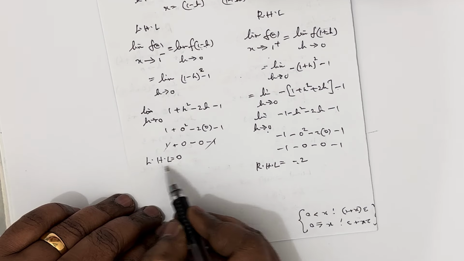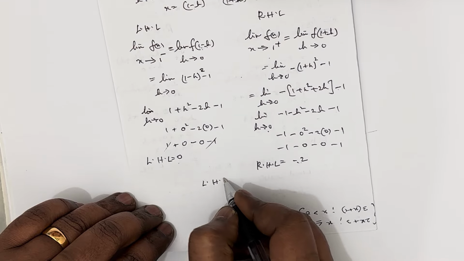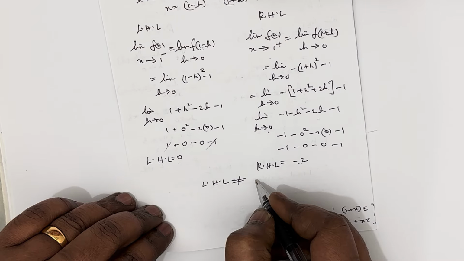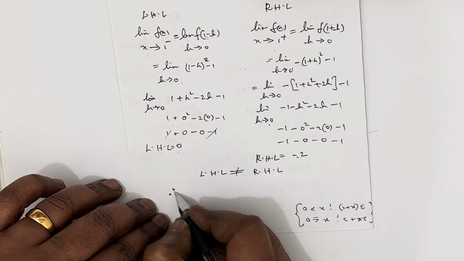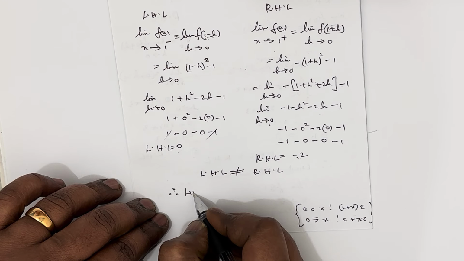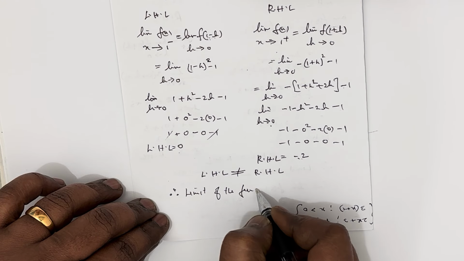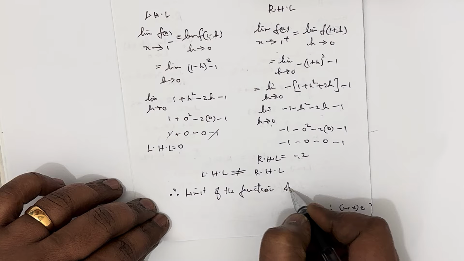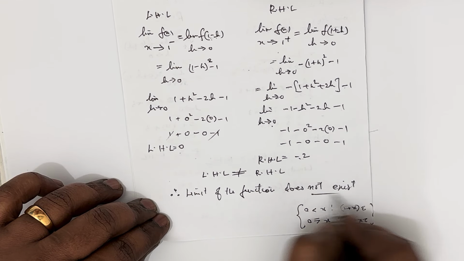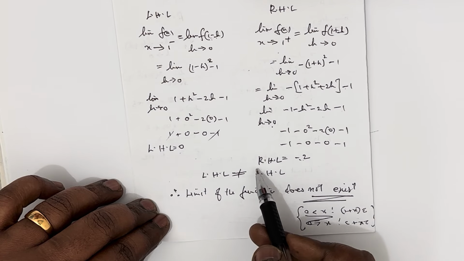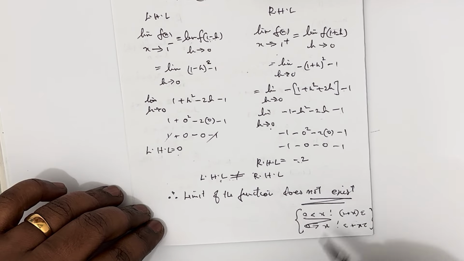Now you see here LHL is 0 and RHL is minus 2. So the left-hand limit is not equal to the right-hand limit. Therefore, the limit of the function does not exist. Okay, that's it. When the left-hand and right-hand limits are not equal, the limit does not exist.